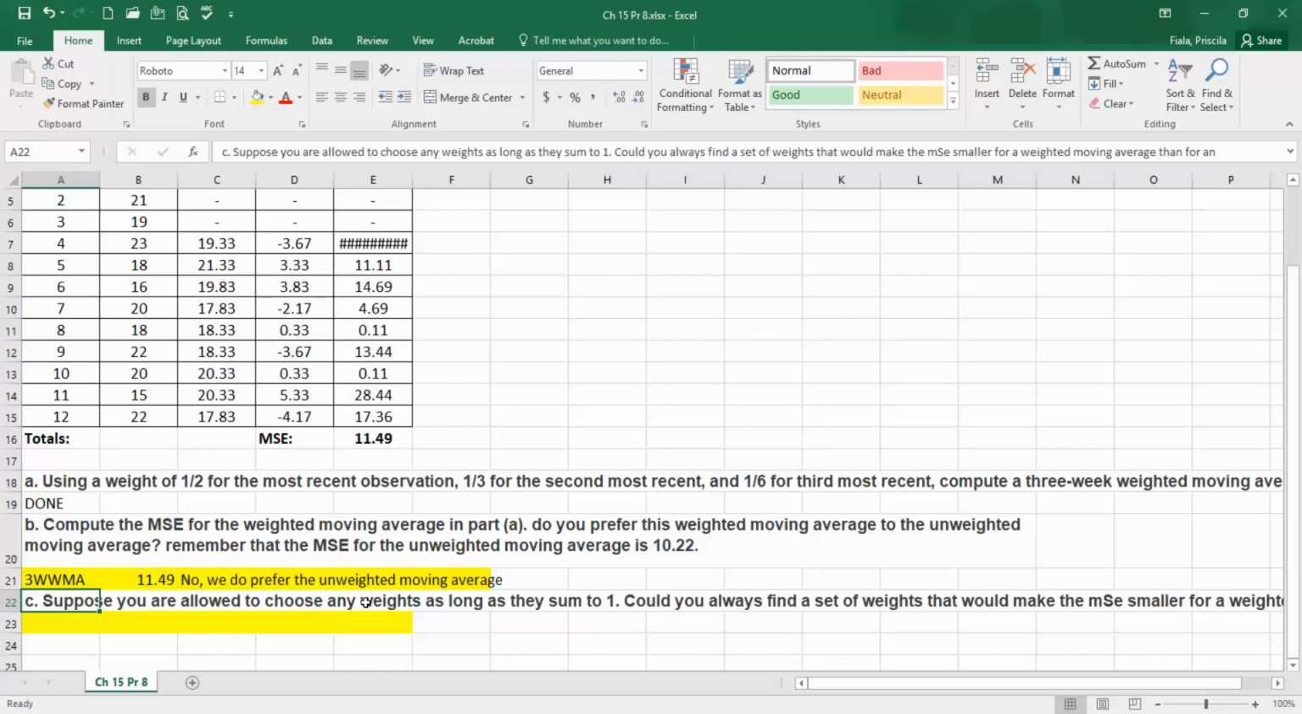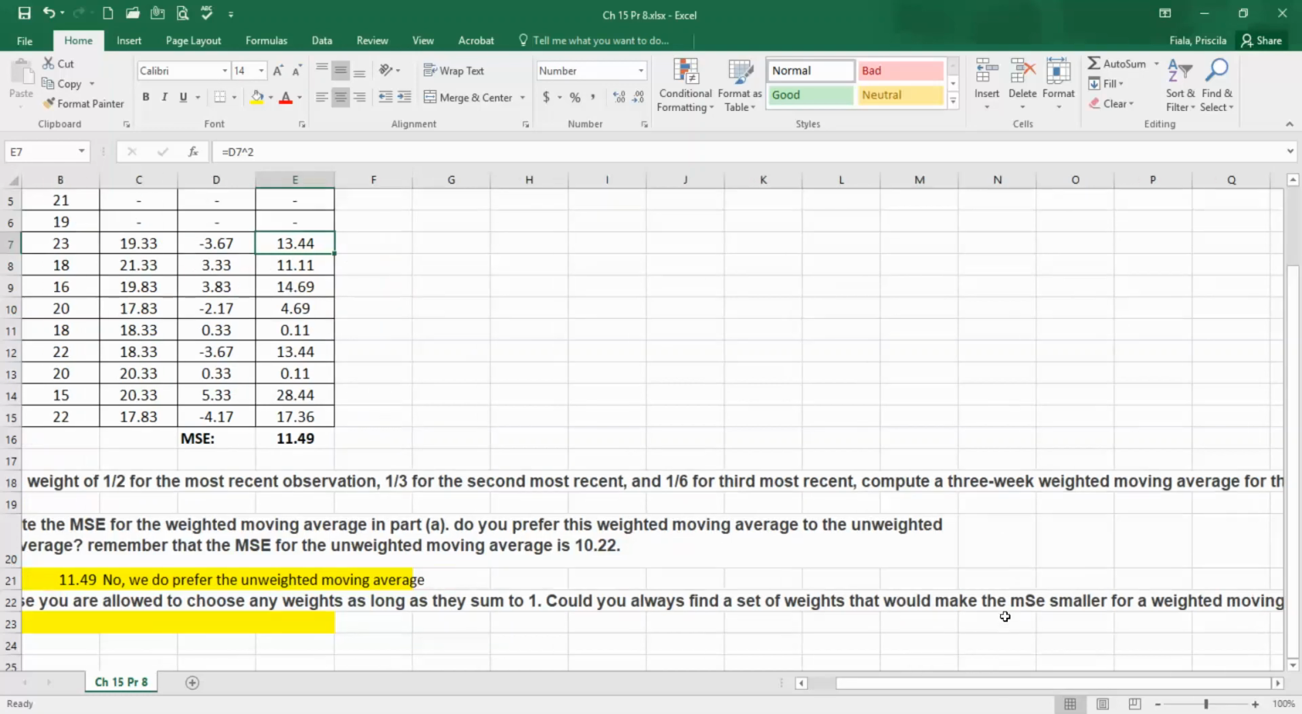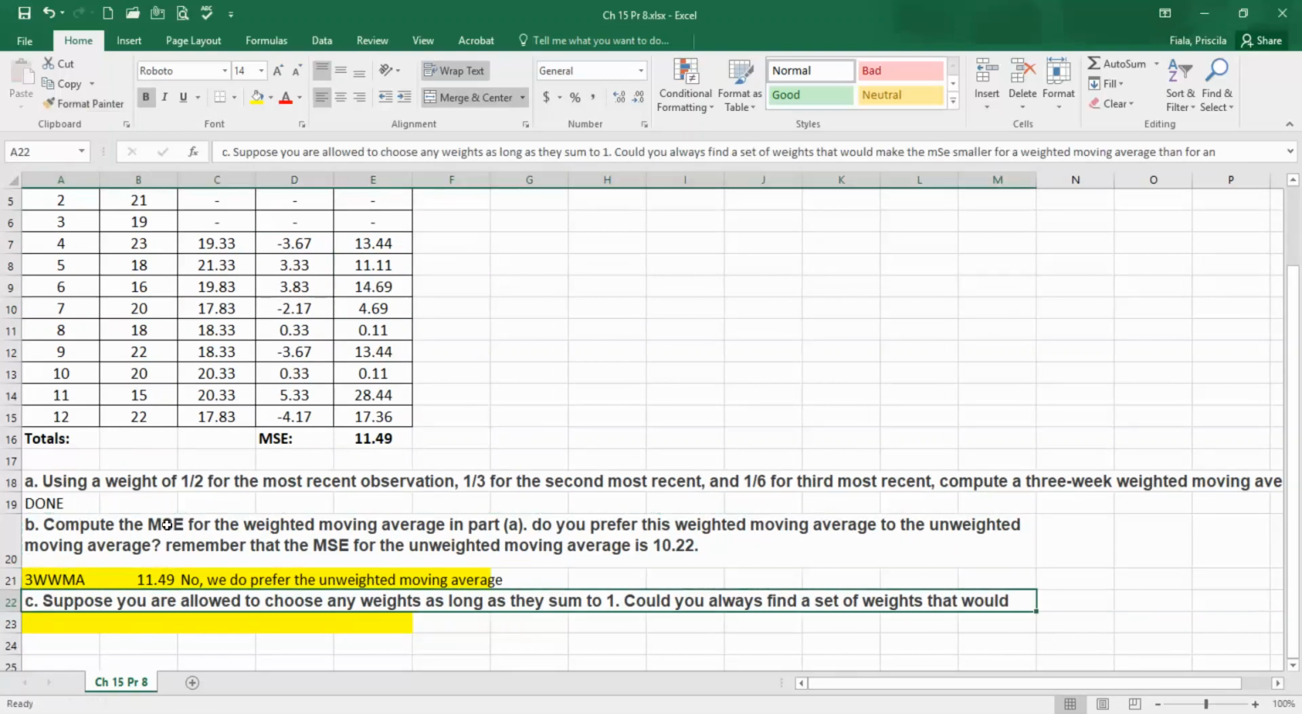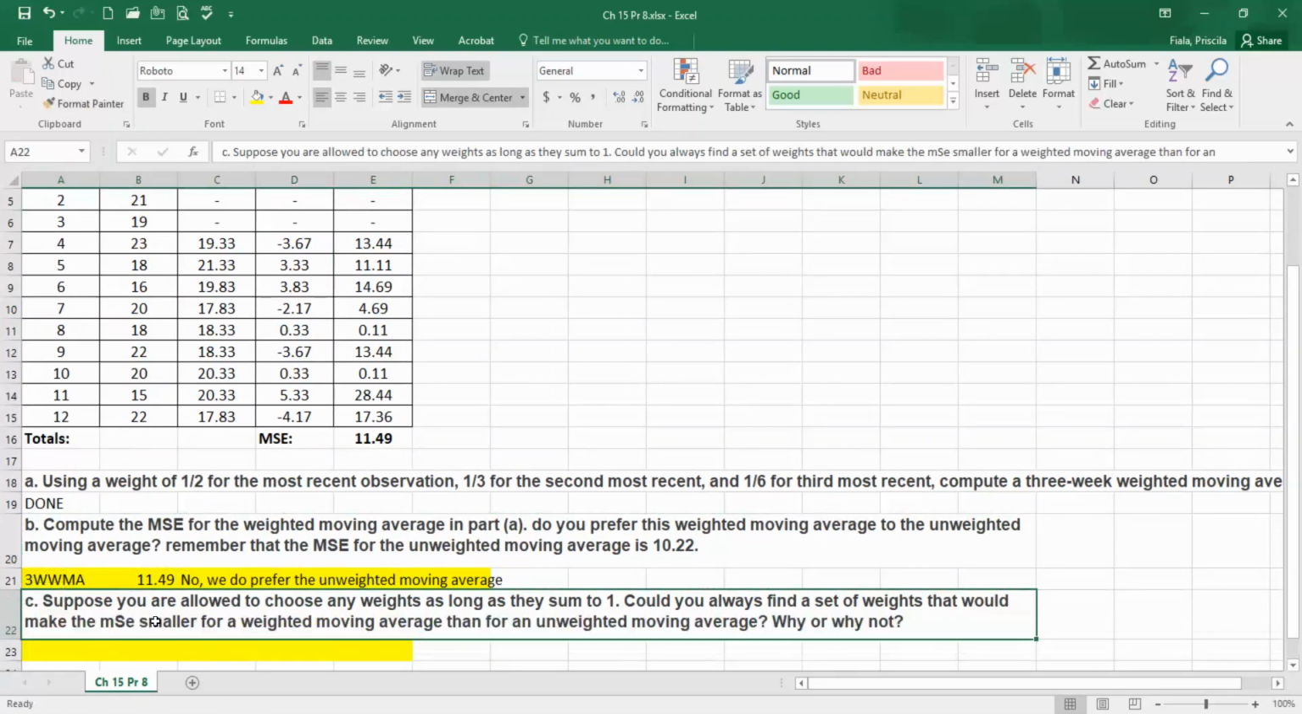Suppose you're allowed to choose any weights as long as they sum to one, 100%. Could you always find a set of weights that will make the MSE smaller for a weighted moving average than for an unweighted moving average, and why or why not? Let me see if I can format this here. There we go.